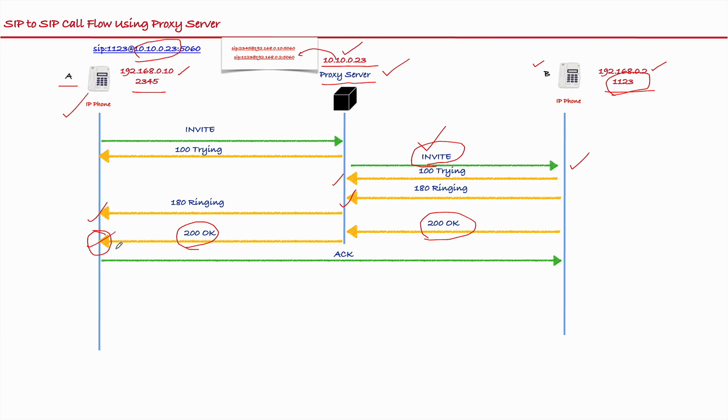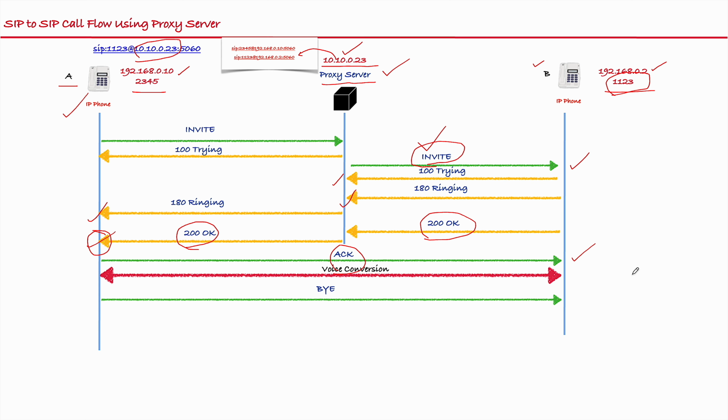So A directly sends an acknowledgement to the B party. Now their conversation starts directly between A and B. Once their conversation is over, either the A party or the B party can terminate the session. Whoever terminates the session sends the request directly to the other party. Here A is sending directly to the B party, and B sends 200 OK for successful termination of the call.